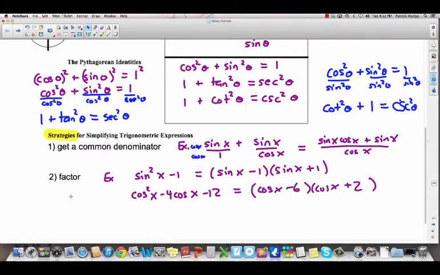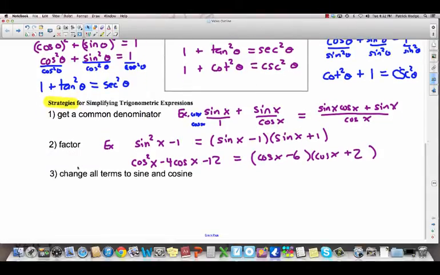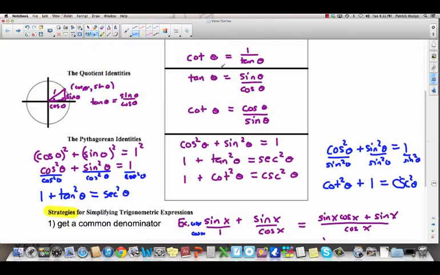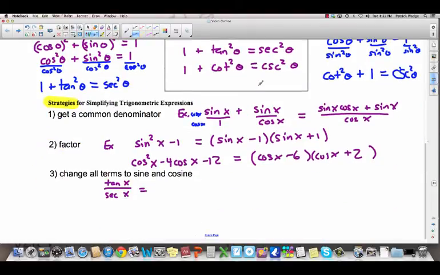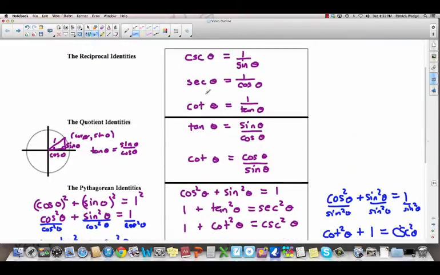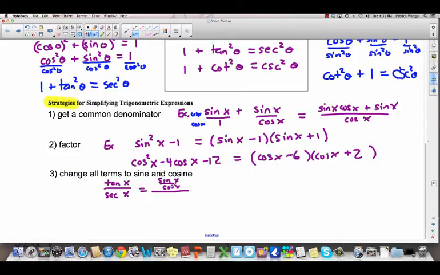Strategy number 3 is change all terms to sine and cosine. This is often very helpful. So for example, if you have tan x divided by secant x, and we wanted to simplify that. Oh, I don't know what to do. So we'll switch it all to sine and cosine. What does tan x equal? Look up here. Tan x equals sine over cos. So tan x equals sine x over cos x. That's what tan equals. Over secant x. What's secant x equal? Secant x equals 1 over cos x. So 1 over cosine x.